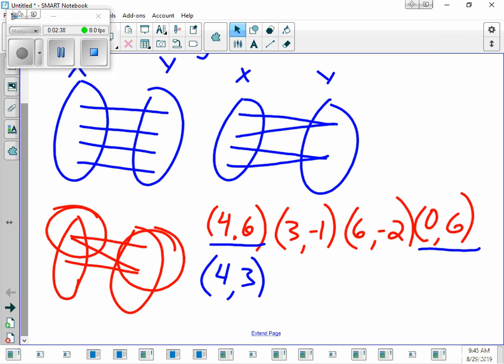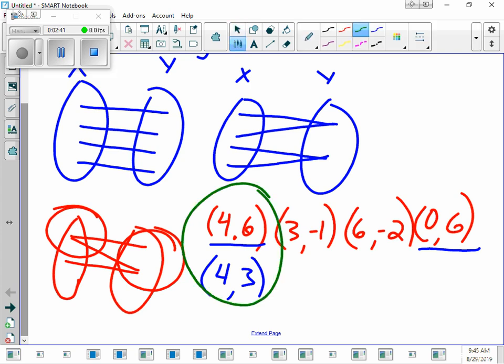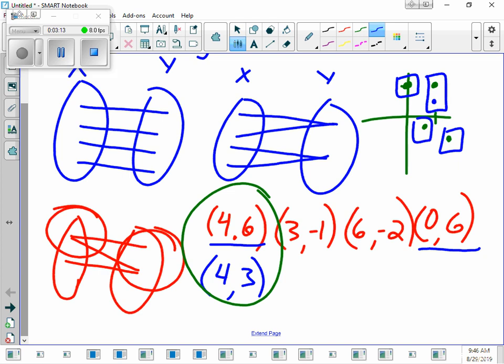So the question is, what is it about these 2 points that makes this not a function graphically? If I were to graph these points, so 4, 6 would be right there, 3, -1 would be right there, 6, -2 would be there, 0, 6 would be there, and then when I graph that final point for 3, so of all my points, these two are the problem. So what is it about those that is a problem?